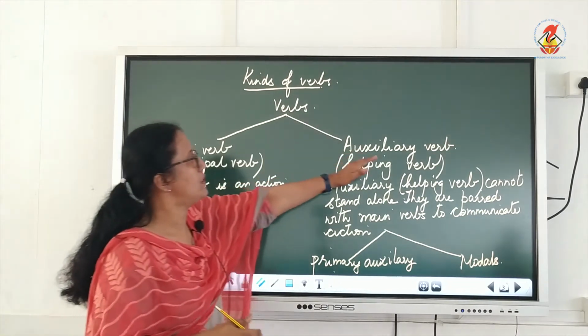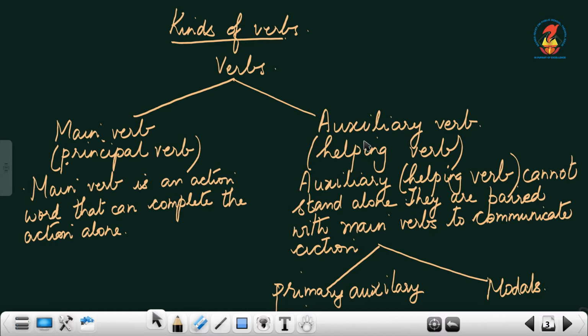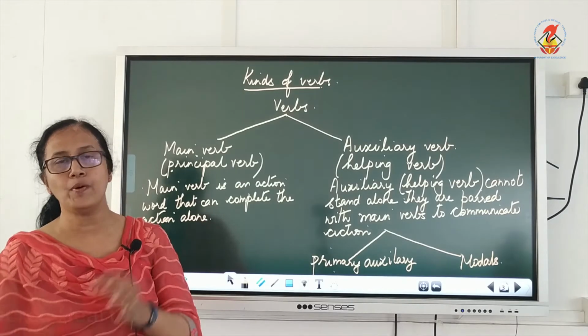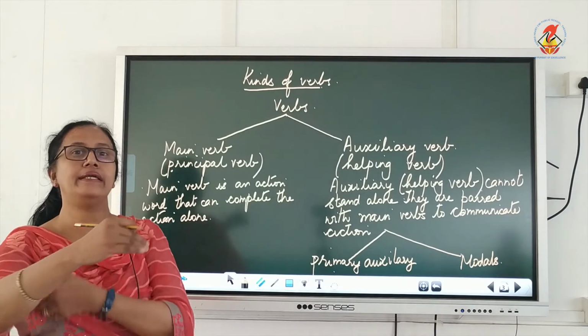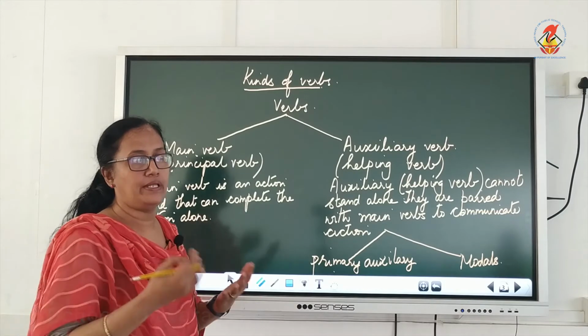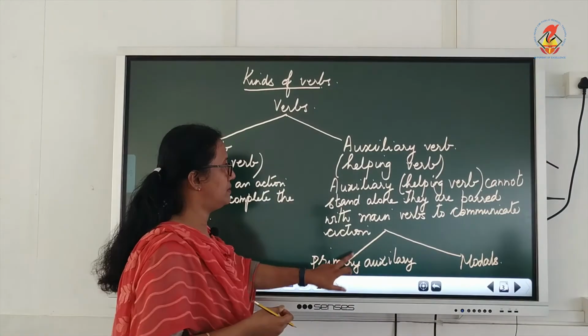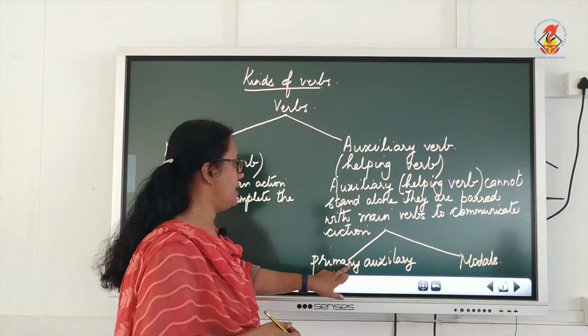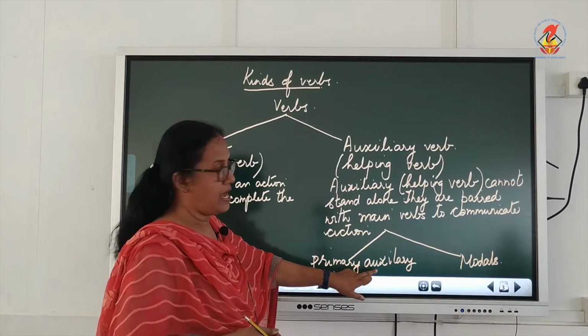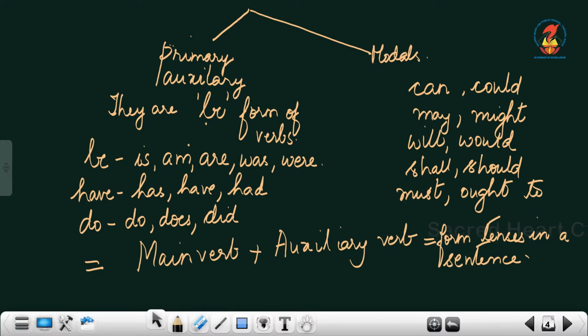Now moving on to the second part, what is the next verb? That is the auxiliary verb, which is given as helping verb. Helping verbs cannot stand alone; they are paired with main verbs to communicate an action. They always need the support of some other verbs to communicate the action to us. This auxiliary verb is further divided into two types, that is primary auxiliary and modals. Now moving on to the next screen, what do you mean by primary auxiliary?